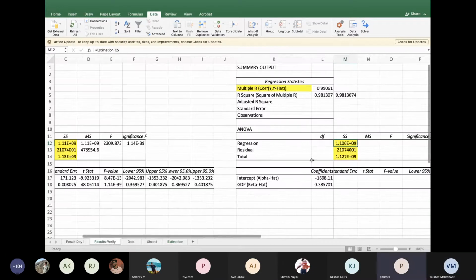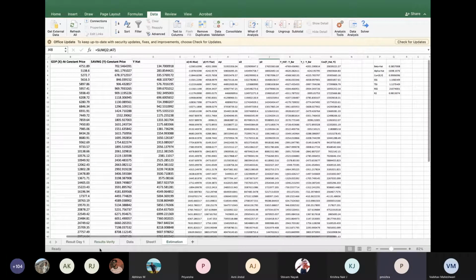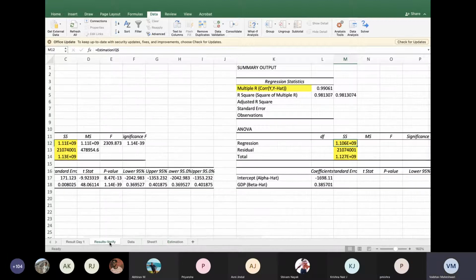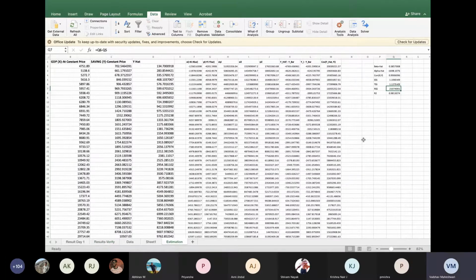And if you subtract regression sum of square from total sum of square, you will get the residual sum of square, that is RSS. Am I right? And what is the formula for R square? What did we discuss today? R square is explained sum of square divided by total sum of square. ESS by TSS.